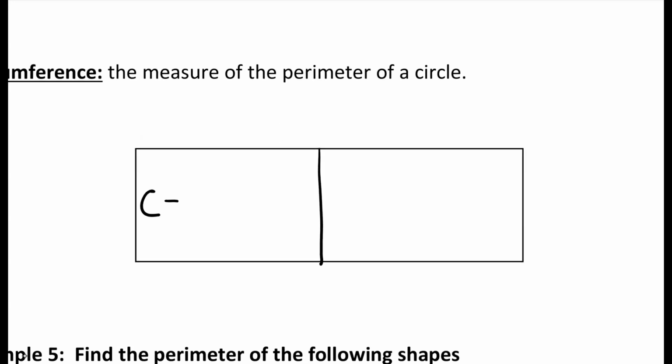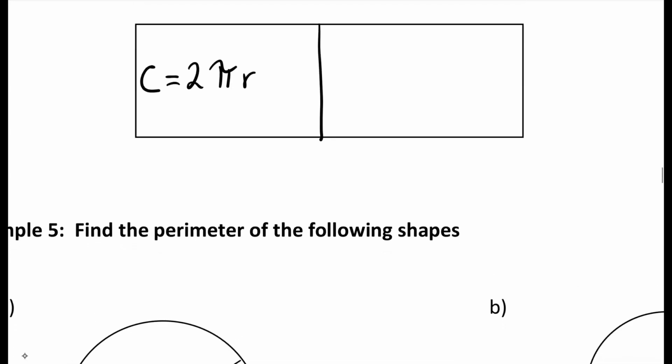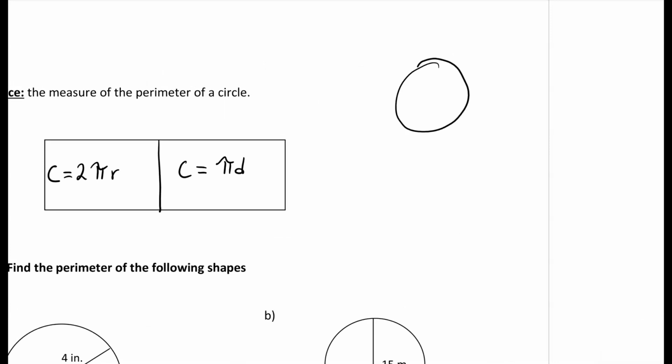You can have C equals 2 pi r, so circumference equals 2 times pi times the radius, or you can have circumference equals pi times diameter. Now, in case you forgot the difference between the radius and the diameter, the radius is from the middle to the very outside, where the diameter, now that is a terrible circle. Let's see if I can get a nicer one. The diameter is all the way across. So it's across over the middle, from one side to the other.